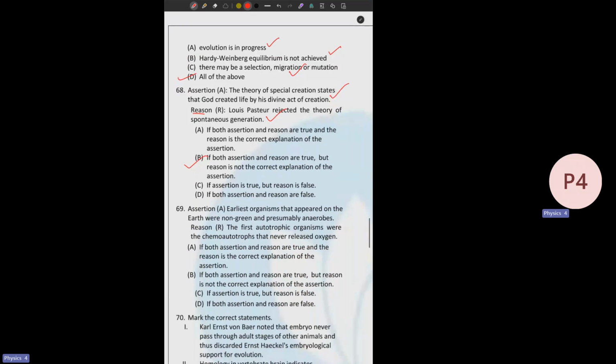Next, earliest organisms that appeared on the earth were non-green and presumably anaerobes, of course, because sunlight was not getting into the atmosphere of the earth. The first autotrophic organisms were the chemoautotrophs that never released oxygen. Yes, this is also correct, but it is not the correct explanation.